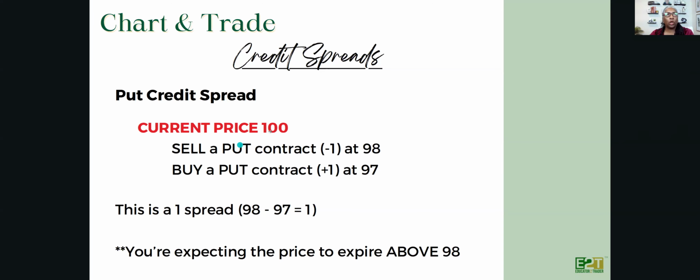Put credit spread. If the current price is $100, for example, you're going to go down and sell a put contract at 98, and you're going to go down one more time to buy a put contract at 97. Remember, the sell leg needs to be closest to the current price. The sell contract needs to be closest to current price, and then the buy contract is lower than that for a put credit spread. So it's price, down, down, price, down, down.